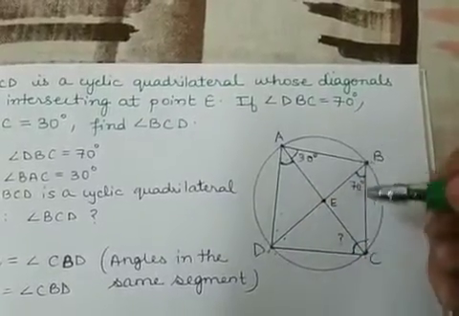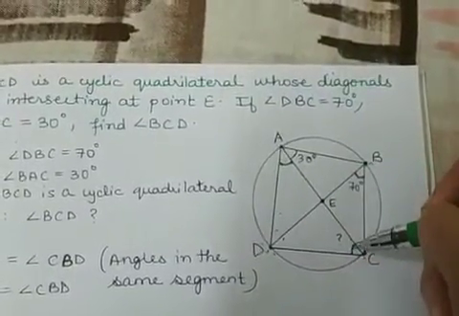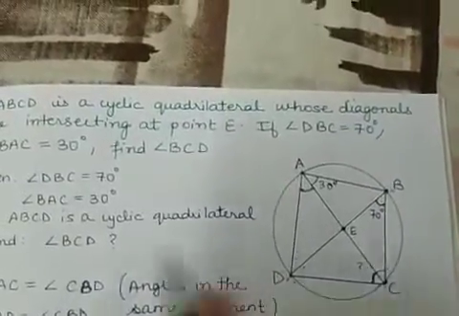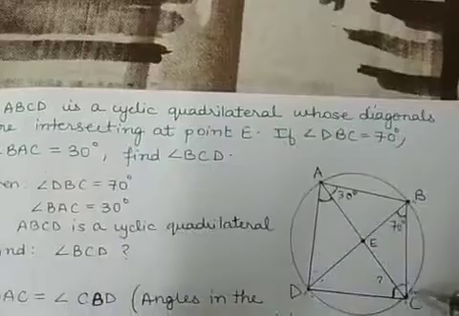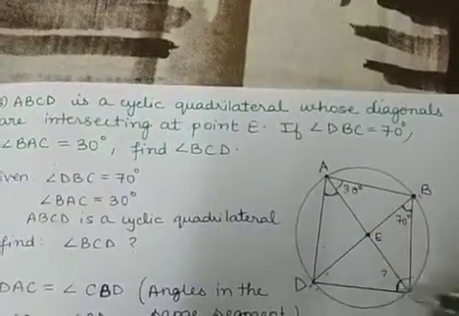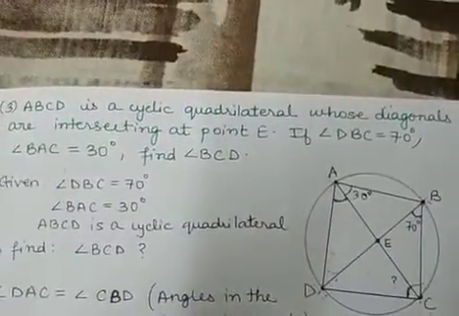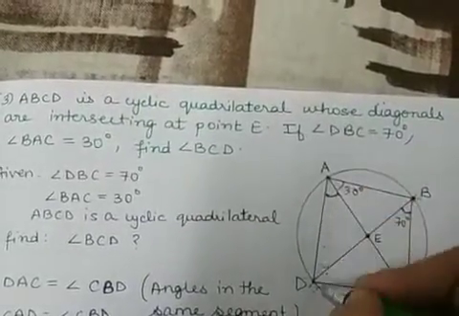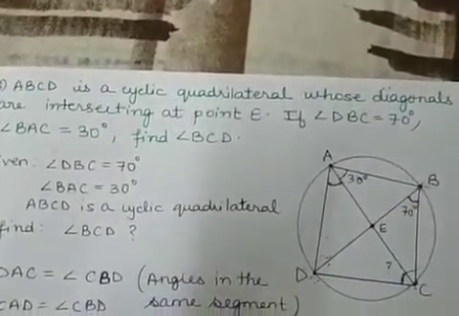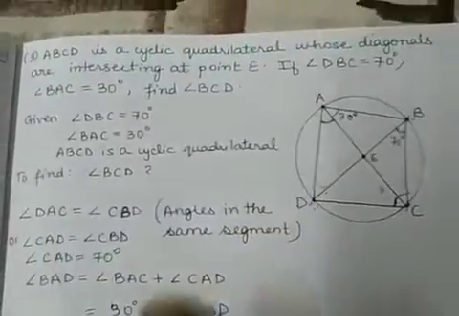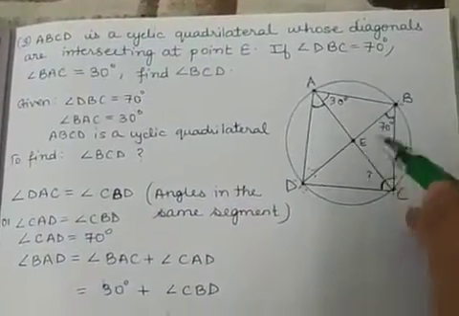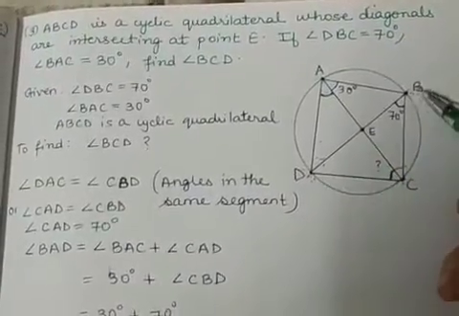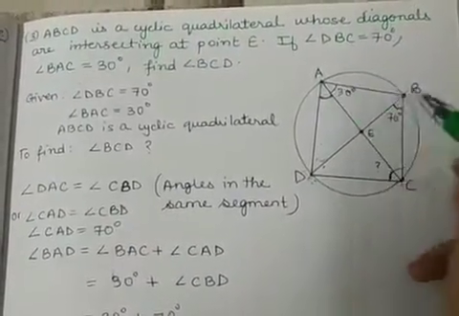So angle DAC should be equal to angle CBD. So what is angle CAD? If I say CAD is equal to CBD, then angle CAD will be equal to 70 degrees because they are equal. Now let us take angle BAD. So what will be angle BAD?